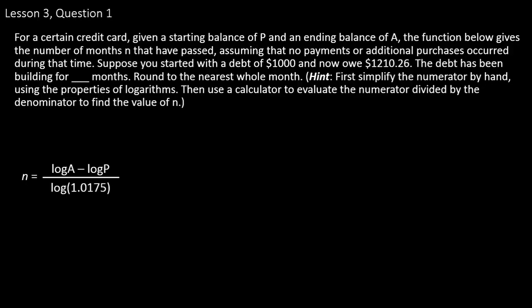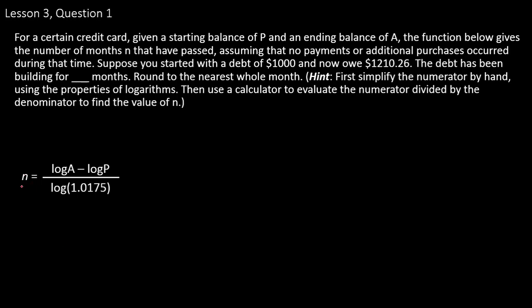Let's take a look at Project 1, Lesson 3. For a certain credit card giving a starting balance of P and an ending balance of A, the function below gives the number of months N that have passed, assuming that no payments or additional purchases occurred. Suppose you started with a debt of $1,000 and now owe $1,210.26. The debt has been building for how many months? Round to the nearest whole month.